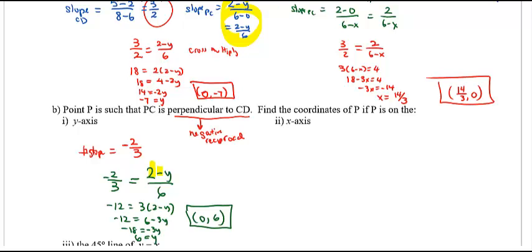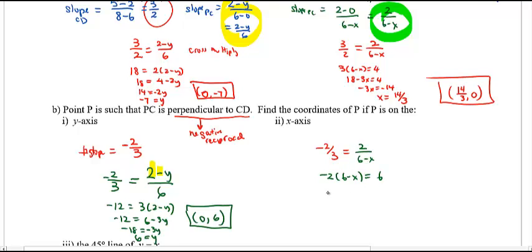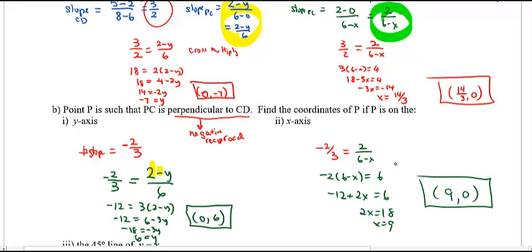And I think you can try the next one. Don't need me, but if you do, here we go. Once again, the slope is negative 2/3. This time I'm trying to make it equal to this expression. Same question, right? 2 over 6 minus x. Cross multiplying here. Negative 12 plus 2x equals 6. 2x equals 18. x equals 9. So the coordinate here would be 9, 0. And those would be the coordinates if I asked you that PC was perpendicular to CD. Okay?